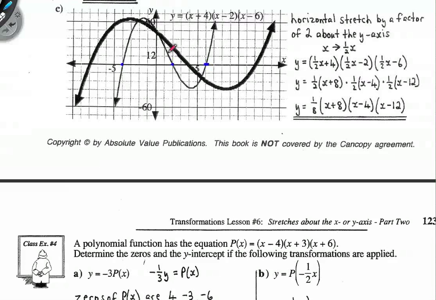So what's happened is that x has gone to a half x, and those get replaced in the original equation, so all the x's get replaced by a half x. This can all be multiplied out, or you can factor out the halves first of all. Half times a half times a half is an eighth. And now be careful, when you factor a half out of here, the 4 would turn to 8, the negative 2 would turn to negative 4, and the negative 6 turns to negative 12, factoring out a half. So your final equation would look like this. And you can tell the zeros would be negative 8, positive 4, positive 12.